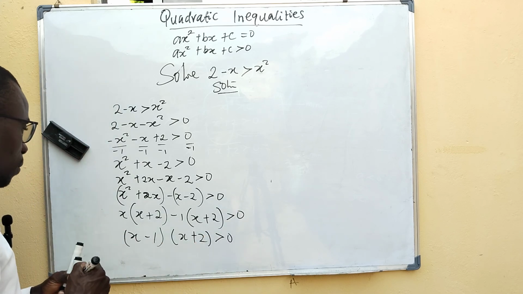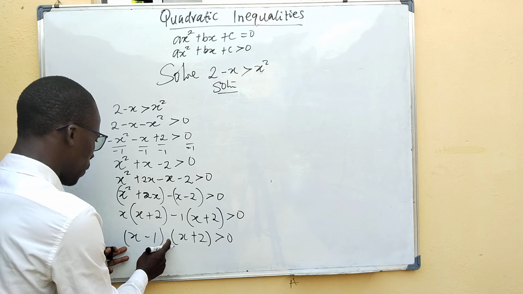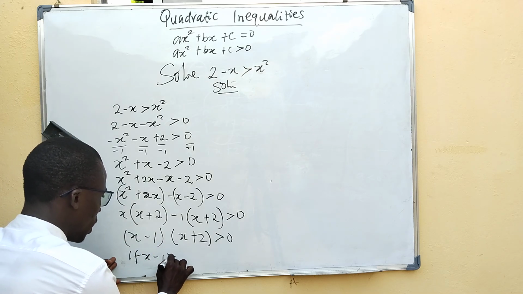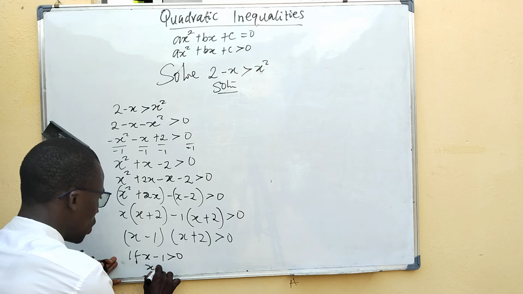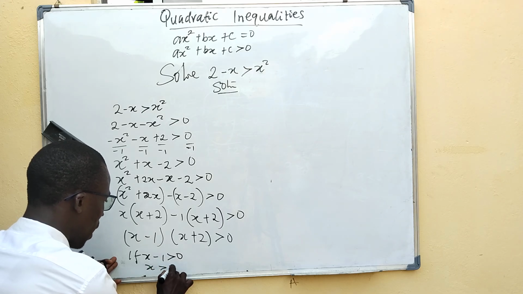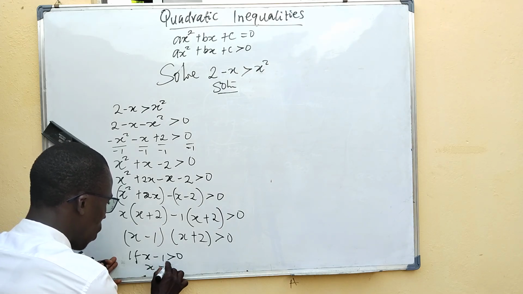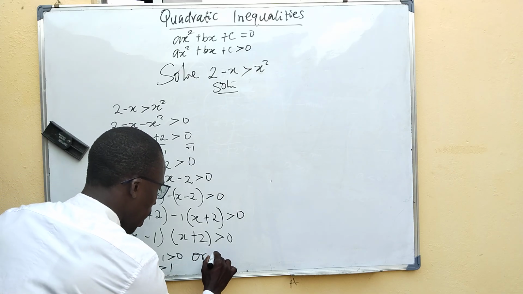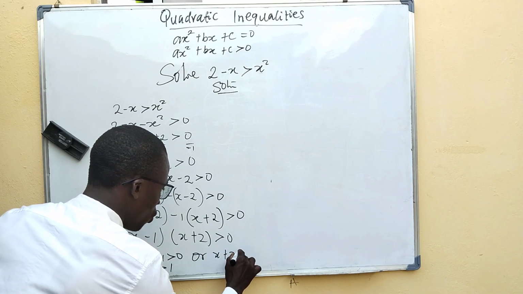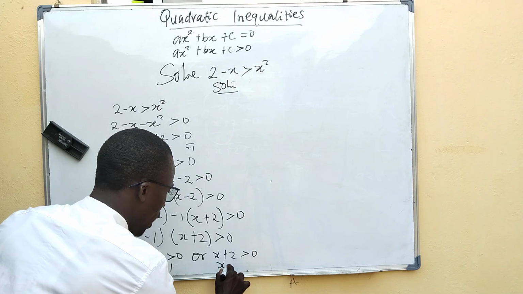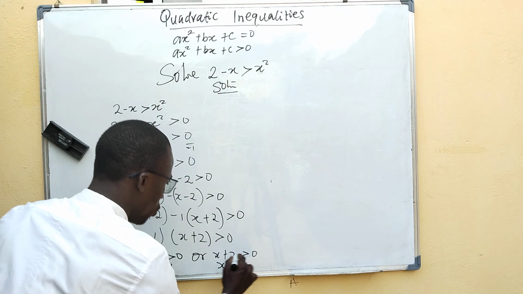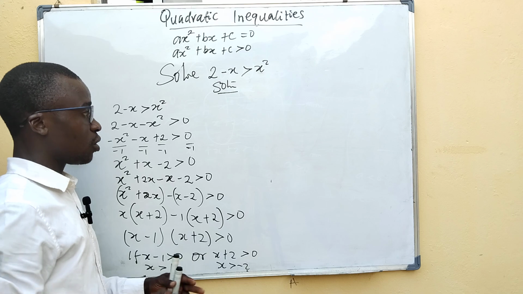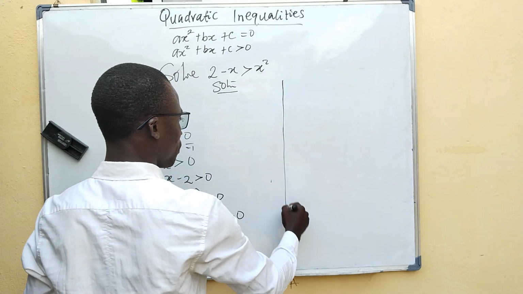Now, can we open this bracket? So you say if x minus 1 is greater than 0, so x would be what? Greater than 1, because when this one crosses, it becomes this. Or x plus 2 greater than 0, x will be greater than minus 2. So the values of x now are positive 1 and minus 2. So can we now draw the graph?